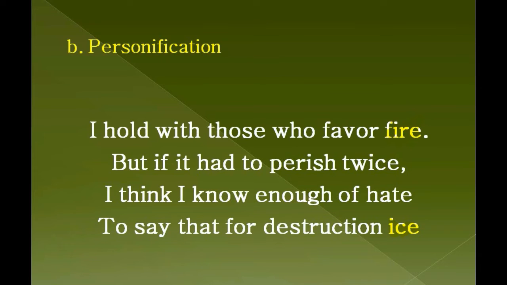And the second is personification. Based on the sentence, fire and ice are capable of destruction of this world. Therefore, the author personifies fire and ice by giving them a mind which is capable of destroying almost anything. It is personification as a figure of speech because fire and ice here are considered as humans or living things that can act like human beings.